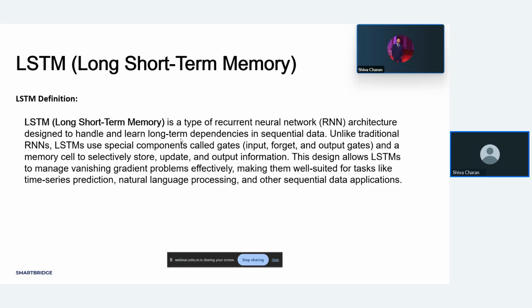And unlike traditional neural networks like RNN, LSTM has special components like gates and a memory cell to selectively store and update. This design allows LSTM to manage the vanishing gradient problem. To manage the vanishing gradient problem effectively, we have gates in LSTMs. Along with the gates, we will also have a memory cell.